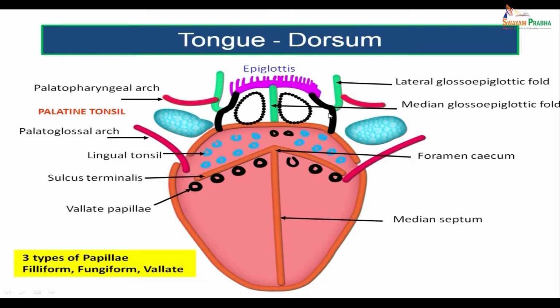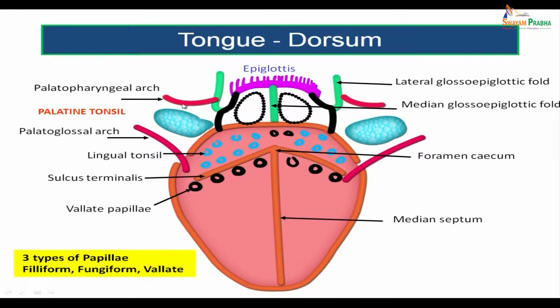Now, look on the sides, there is another fold which is extending from the tongue to the lateral wall of the pharynx, and this one is called as the lateral glossoepiglottic fold. So, you have a median glossoepiglottic fold extending from the midline to the epiglottis and a lateral glossoepiglottic fold extending from the tongue to the epiglottis. In between these two folds, there is a circular depression on either side of the median glossoepiglottic fold, and what is that depression called as? Good. That depression is called as the vallecula.